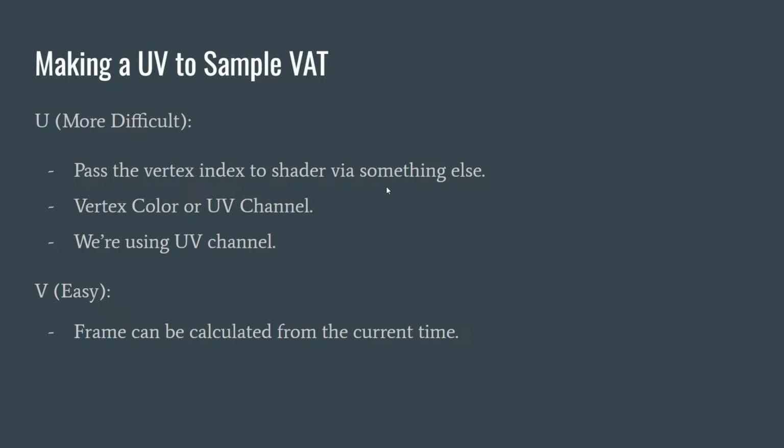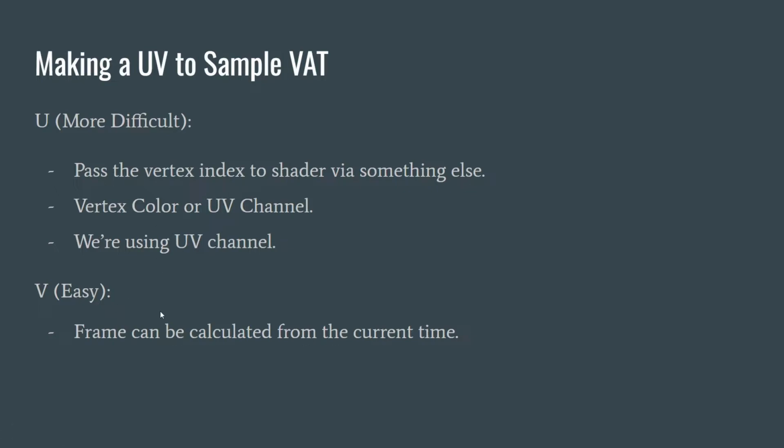This can usually be done by putting the vertex index into our vertex color or putting it into a different UV channel. We're going to be using a UV channel simply because someone might want to use vertex color for their mesh, and if we put our vertex index into it, they're not going to be able to use it. Unreal can support up to 8 UV channels in a static mesh, so it's very unlikely that somebody will be using all 8. By packing it into a UV channel, it's pretty safe to assume that will be fine.